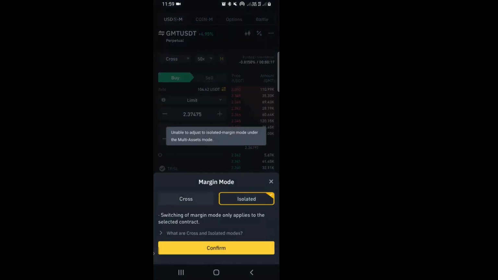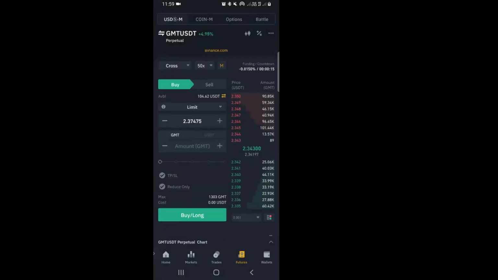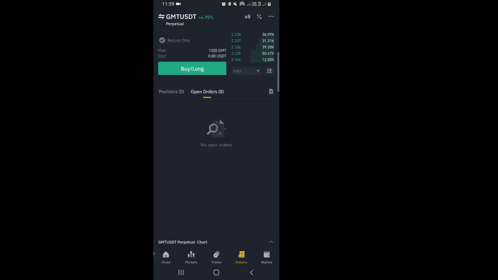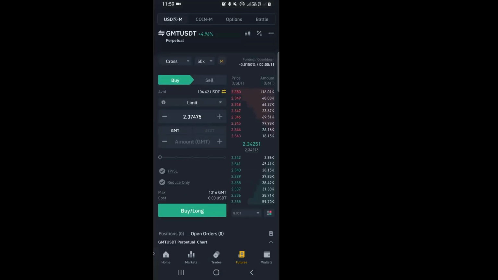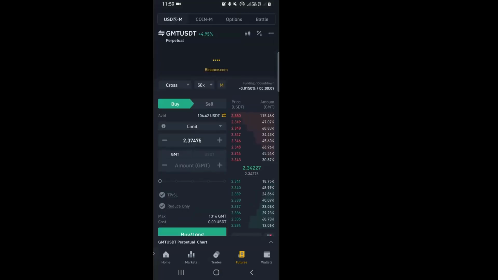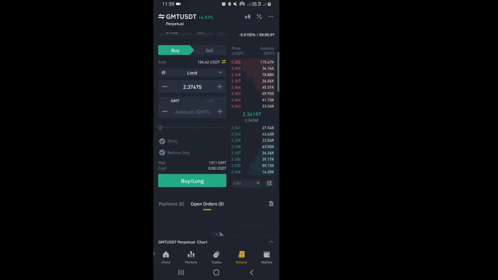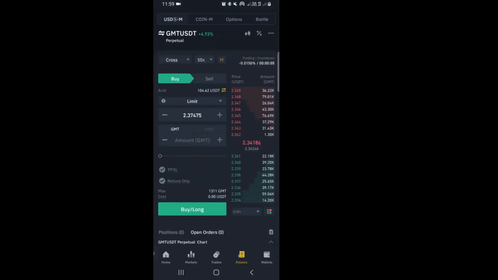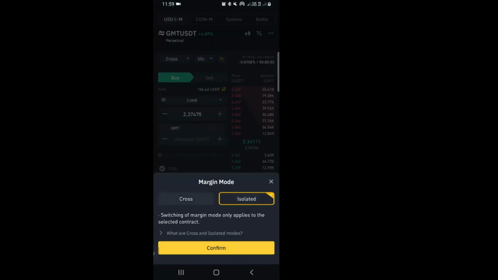Currently, I have a trade open. I think I can see the trade. I don't know if it's clicked in already. I think it's clicked in already. I have to refresh this page before I can say it. But nevertheless, we have isolate. What does this isolate mean?